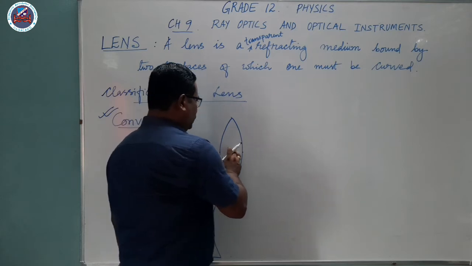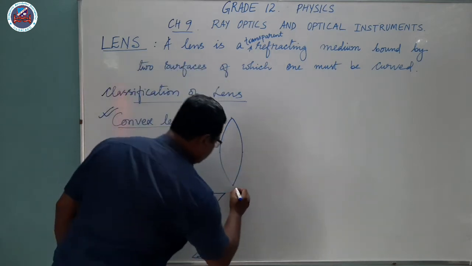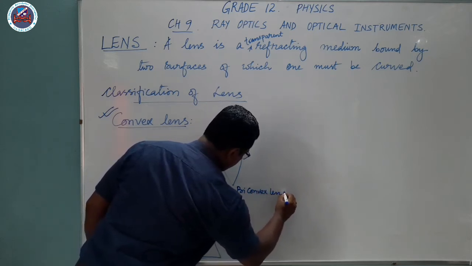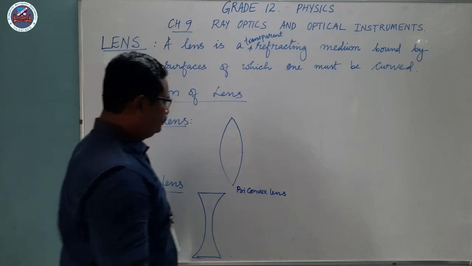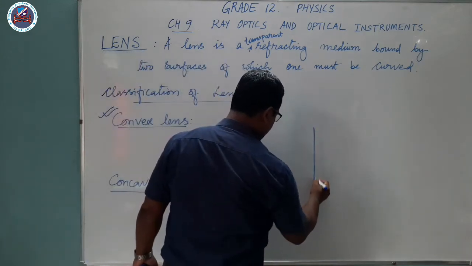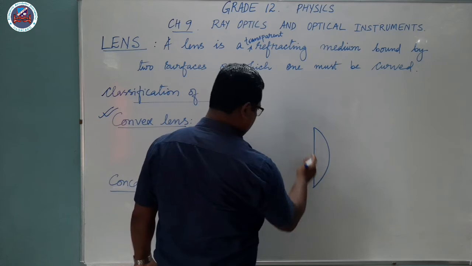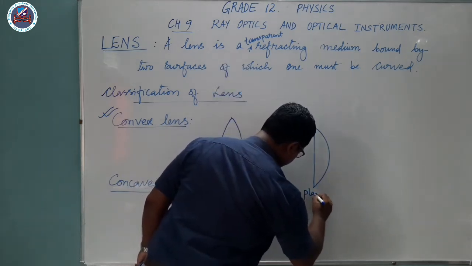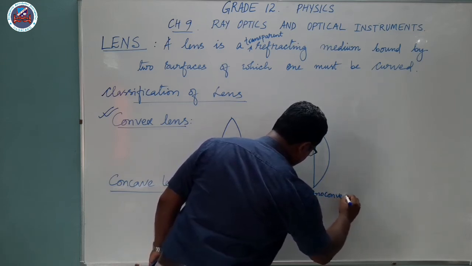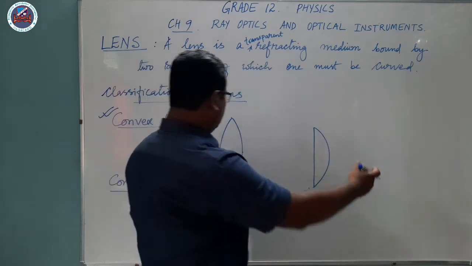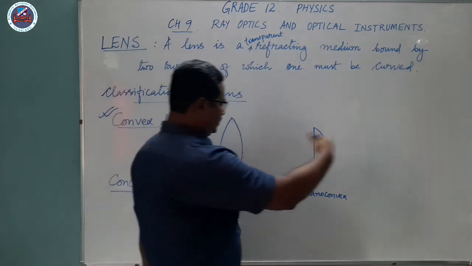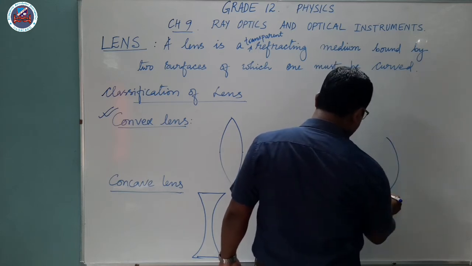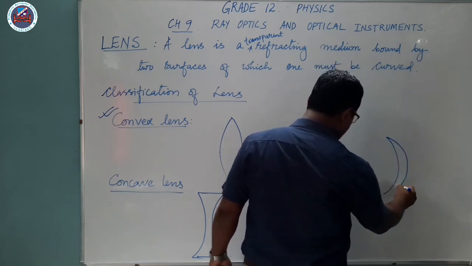This is one, we call it biconvex lens. The second variety of convex lens is your plano-convex. One side is plane, one side is convex. This is plano-convex lens. And the third variety of convex lens is your concavo-convex lens. One side is concave and the other is convex.